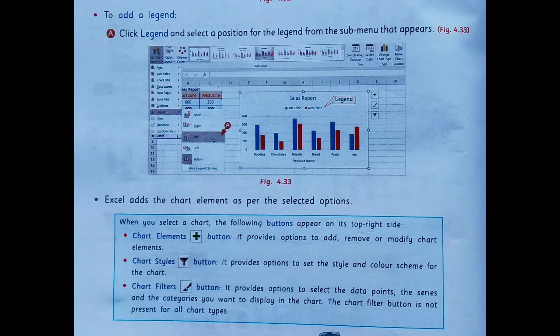To add legend, click legend and select a position for the legend from the submenu that appears. Excel adds the chart element as per the selected option. When you select a chart, the following buttons appear on its top side: Chart Elements button, Chart Styles button, Charts Filter buttons.